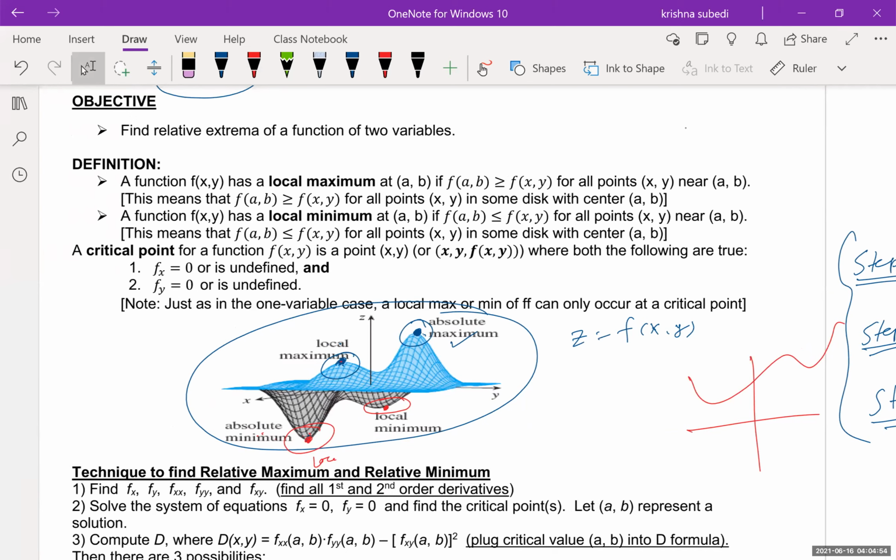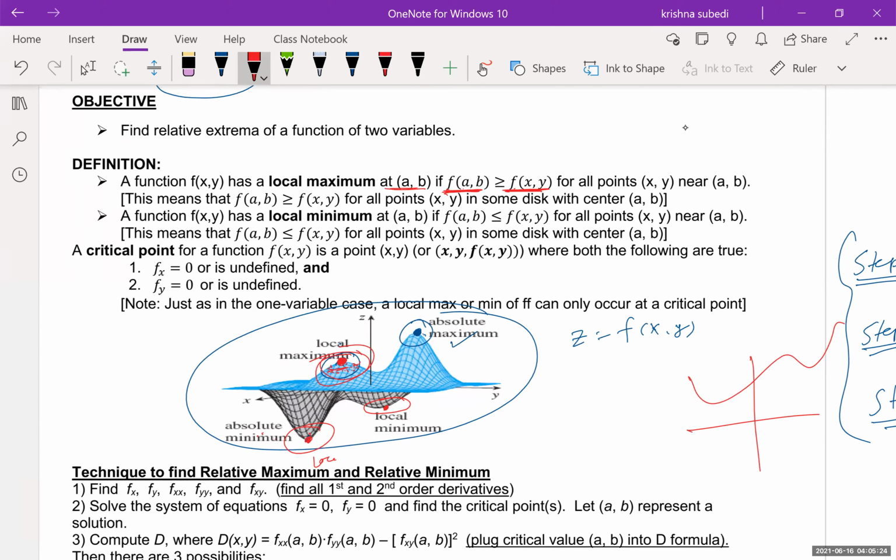Now, what it means is a function f of x, y has a local maximum at (a, b) if f of (a, b) is greater than or equal to f of (x, y). So if you look at every single point near that neighborhood, this one is the real maximum in that neighborhood. Therefore, you see f(a, b) is actually greater than all the other points in that neighborhood. So we call it a local maximum.